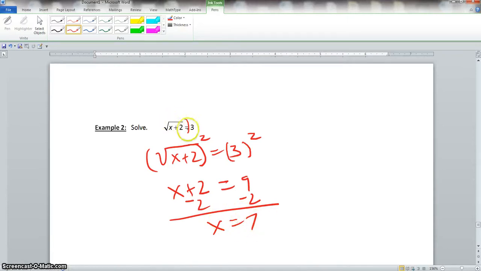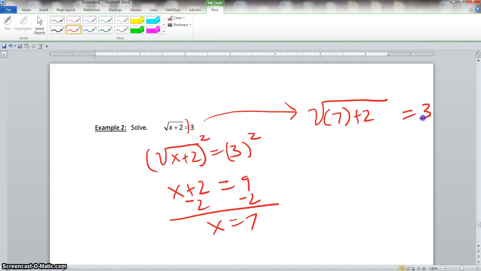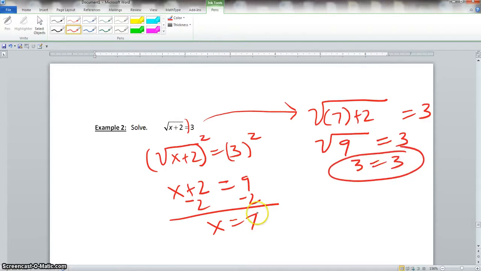So if we go back here and substitute in 7 for x, 7 plus 2, let me do it over here. If we substitute in 7 for x plus 2, and that equals 3. So it'll be the square root of 7 plus 2, which is 9, equals 3. And we know the square root of 9 will also give us the 3. So x equals 7 is your solution.